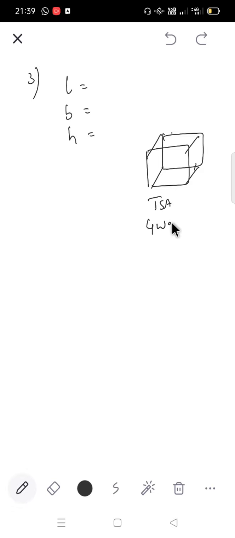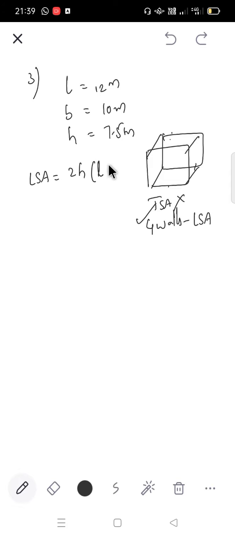4 walls means you need to take LSA children. If you want to take top, bottom and all the 4 sides, you need to take TSA. But here we are not taking TSA because they asked the area of 4 walls. So what is L? They have given 12 meters, breadth is 10 meters, height is 7.5 meters. As LSA of cuboid is 2h into L plus B, 2 into 7.5 into L plus B means 12 plus 10. These two you should add, no? So 22.